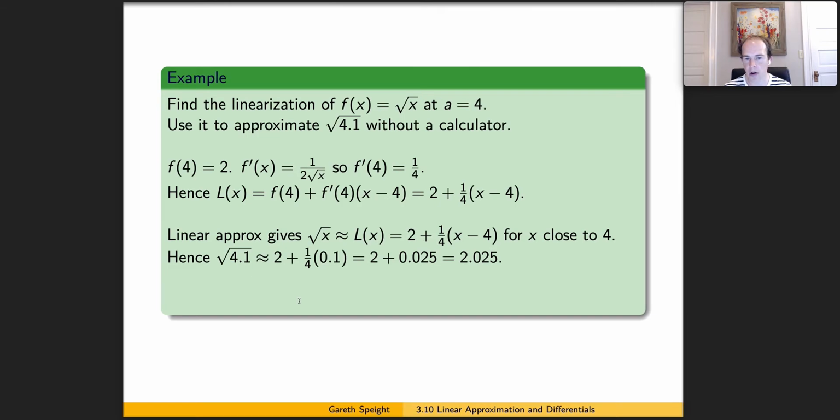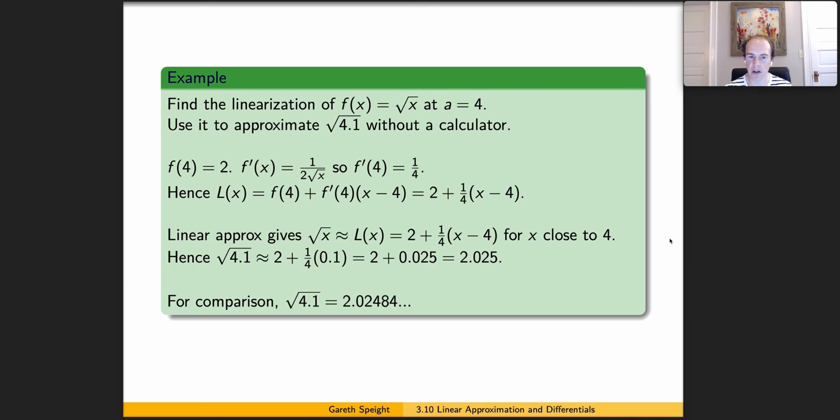So we just sub 4.1 into our approximation: we get 2, and then a quarter, and then we have 4.1 minus 4, which is 0.1. And then we have to evaluate this. This one we can actually do if we work a little bit. 1 divided by 4 is 0.25, and you shift it along, so 0.1 divided by 4 is 0.025. And then we can add these. We get 2.025. So this linearization approximation tells us that the square root of 4.1 is roughly 2.025.